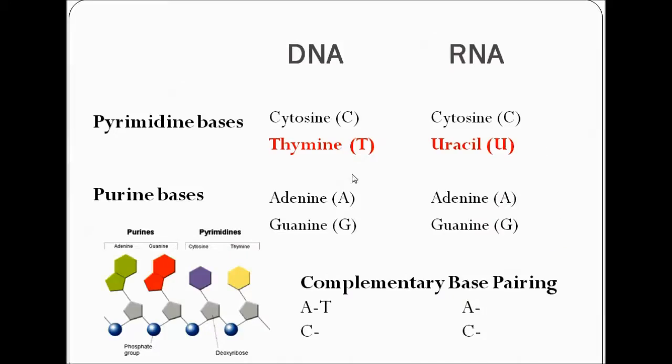So we have those bases. Cytosine and thymine are the pyrimidine bases, and cytosine and uracil in RNA. So we see the uracil replaces thymine. The purine bases are the same. And so A always hooks with T, C always hooks with G. In RNA, A hooks up with U and C with G.